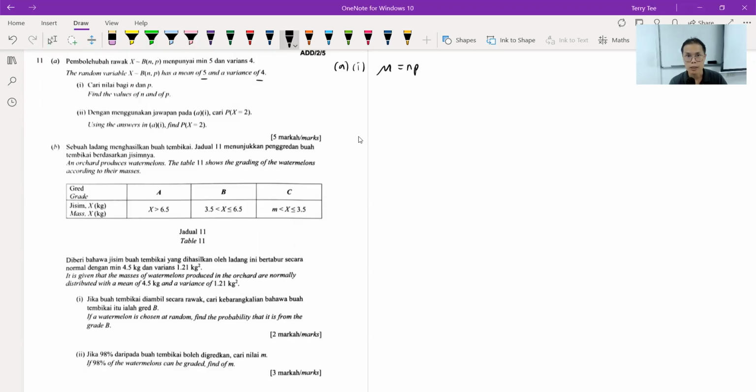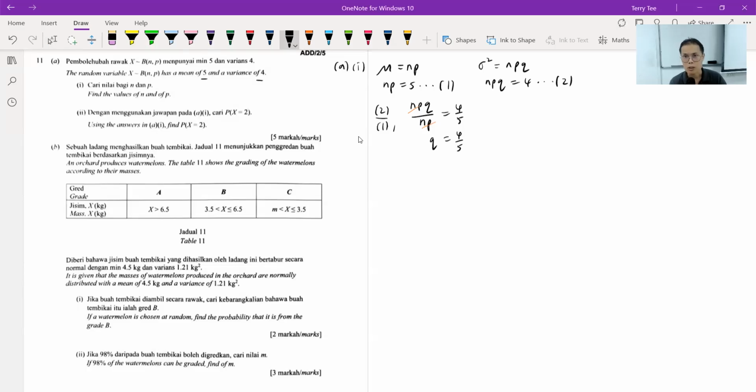We know np is now 5. I call it equation 1. And variance is npq. We know npq is now 4, equation 2. So what I need to do is to take equation 2 divided by equation 1. When I do that, npq divided by np gives us 4 over 5. We can cancel np and np. You get your q. q is 4 over 5, or you can write 0.8.